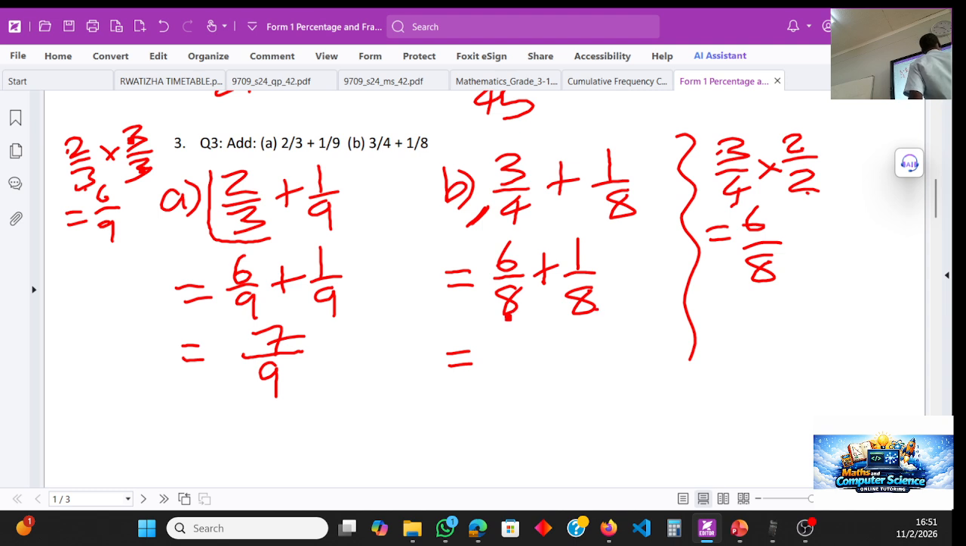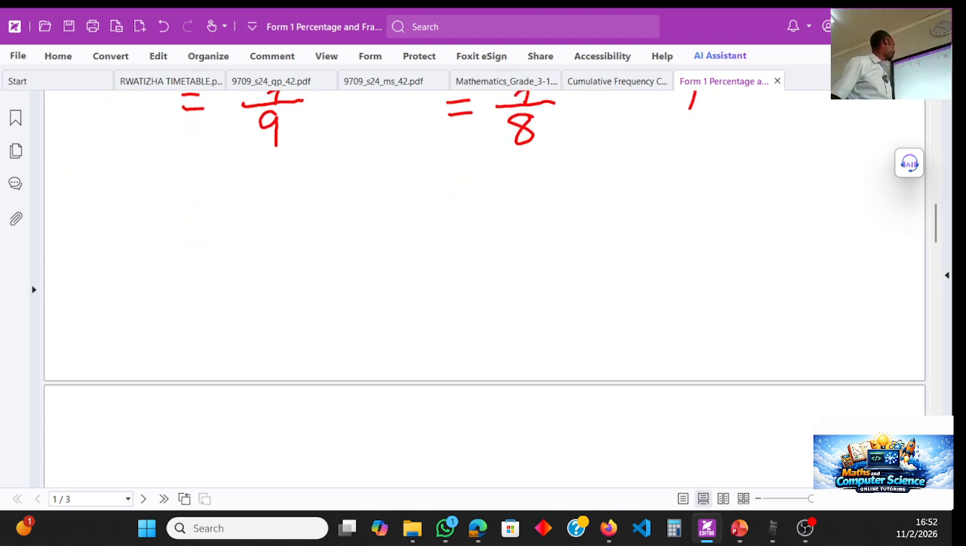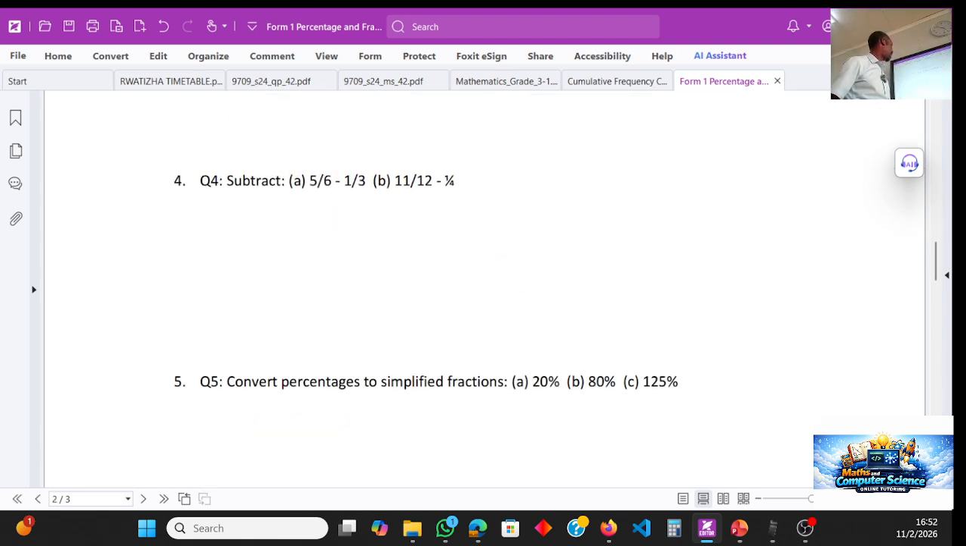And once the denominator is the same, I simply take that common denominator. Then I add the fraction, the numerator 6 plus 1 should give me 7. So moving on, I'm now on subtraction, and subtraction is nothing much than the addition that we did. It's just the opposite. In other words, addition and subtraction, they are opposite of each other.